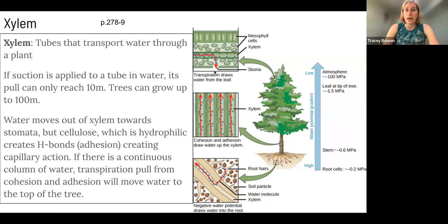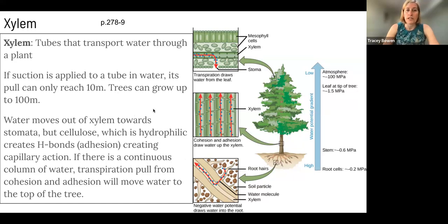Additionally, it relates to pressure from the roots pushing water up and pulling from the stomata, which are holes in the leaf that create a pressure reduction at the leaf. This is called transpiration, and this is how water moves through the plant. Cohesion and adhesion of water in the xylem pull it along also. And then negative water potential in the root draws water into the root, and that pushes water up the plant.